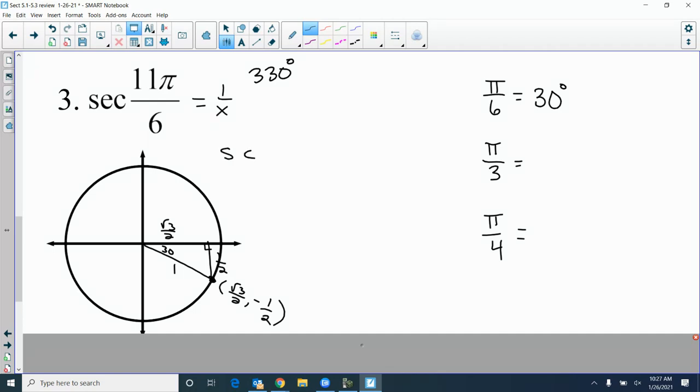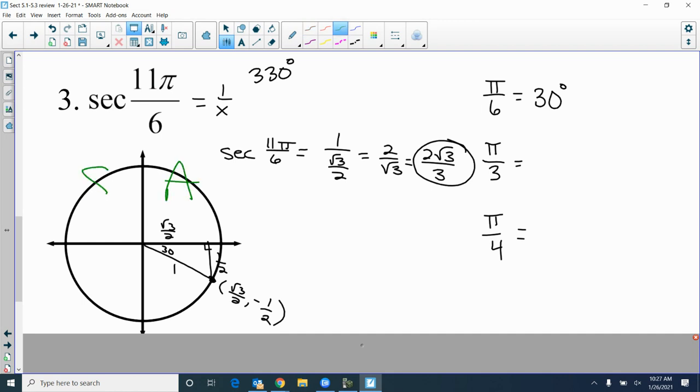So secant of 11 pi over 6 is going to equal 1 over positive square root of 3 over 2, which will flip to 2 over radical 3, which will become 2 square root of 3 over 3. All right, now always double check your sign, because in quadrant 4, you got all students take calculus. So in quadrant 4, C for cosine, and its reciprocal secant should be positive. So that should be positive. So it's 2 radical 3 over 3.